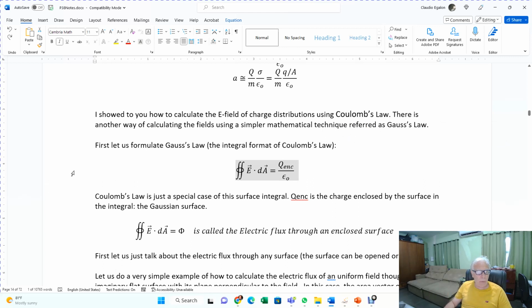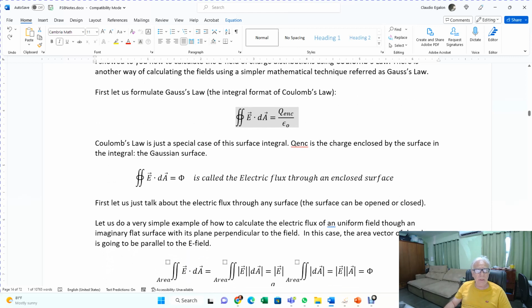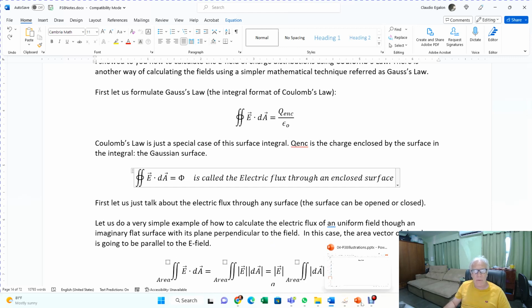So I need you to memorize this equation, the integral of E dot dA, and this integral is a double integral, taken over a closed surface, is going to be equal to the total charge inside the surface divided by epsilon naught. Okay? This term that you see here, that is the integral, it has a name. It's called the electric flux through an enclosed surface. Let's visualize what that is.